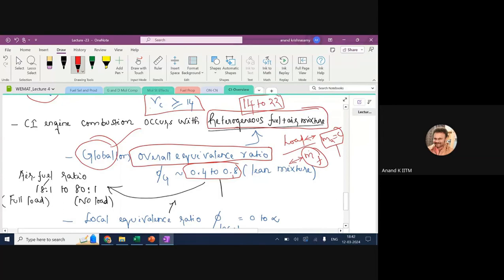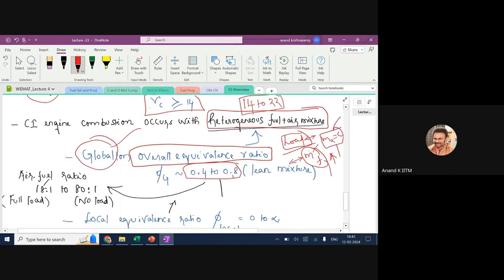Suppose at low load, you are going to run with low fuel quantity. At high load, you have to increase the fuel quantity because you want more power. So the power you get, you are controlling by controlling the injected fuel mass, that is going to control the thermal energy release. Okay. So you are controlling load in a CI engine through controlling the injected fuel mass.